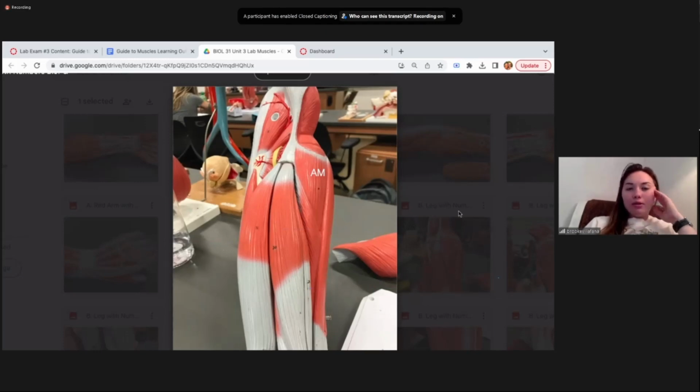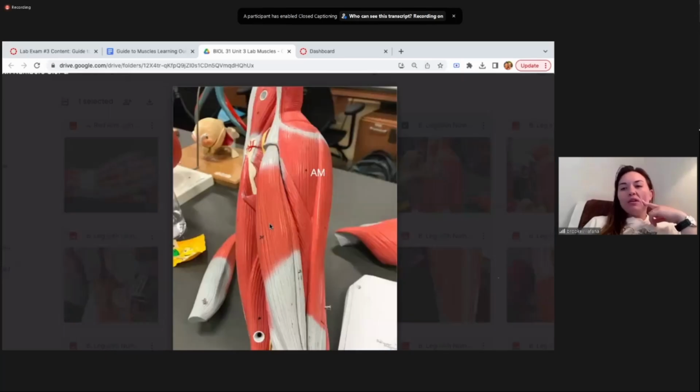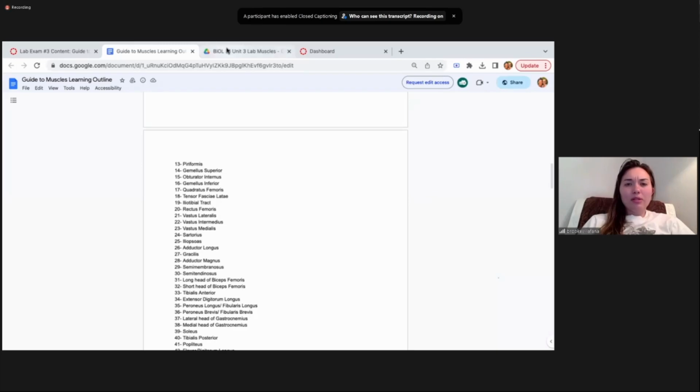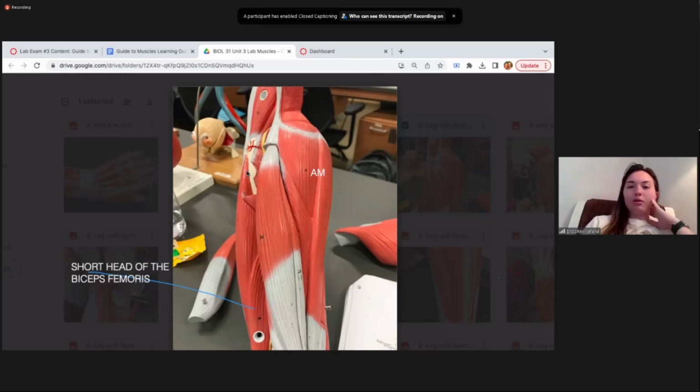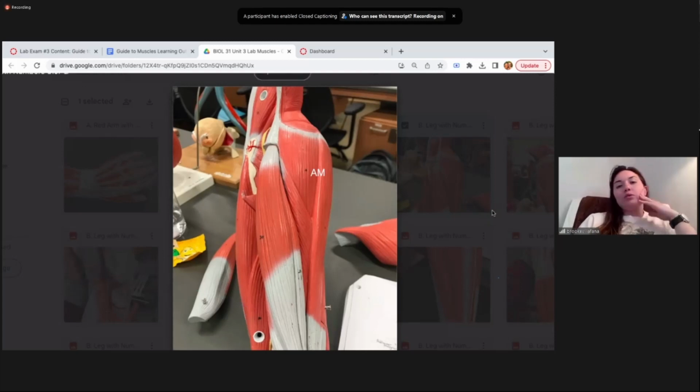All right, let's look underneath really quickly. So this shows us that short head of the biceps. It is called biceps femoris, which sounds like it should be on your arm, but your arm is called biceps brachii. So this is the short head of the biceps femoris. The long head of the biceps femoris was this one that's laying down on the table. Any questions there? So that wraps up the upper leg, and then we'll do the lower leg.